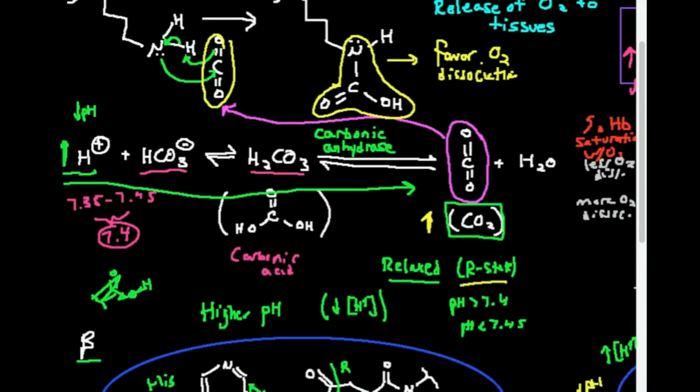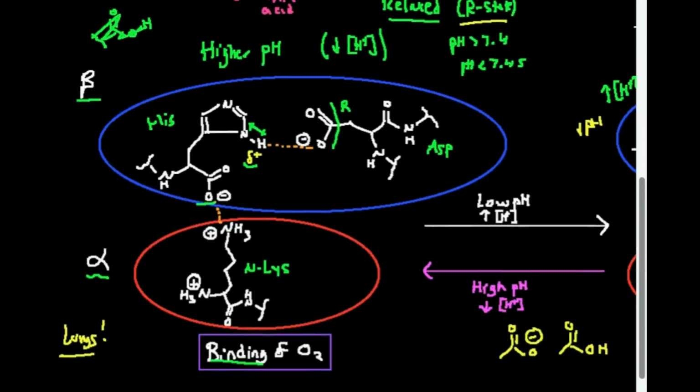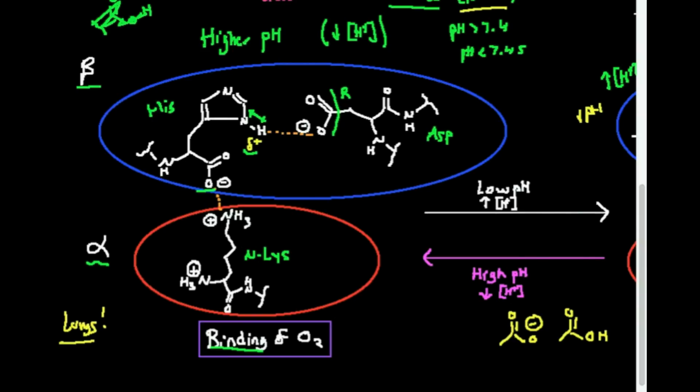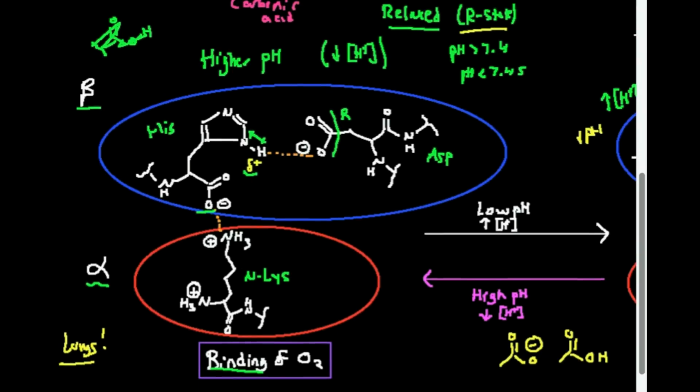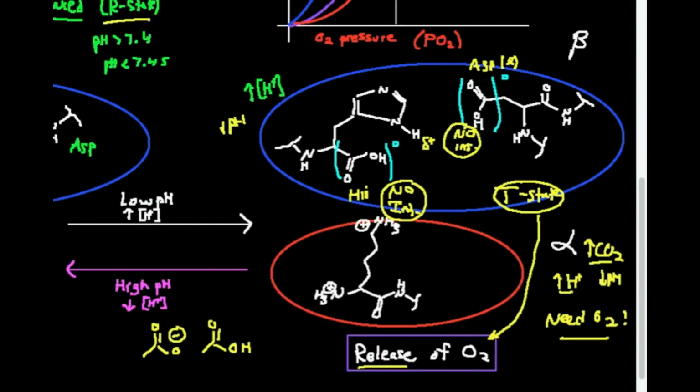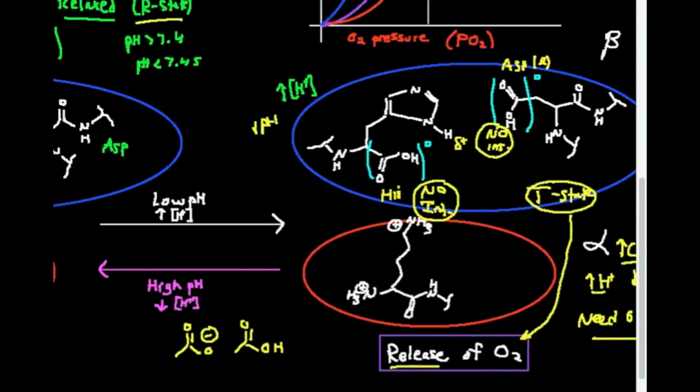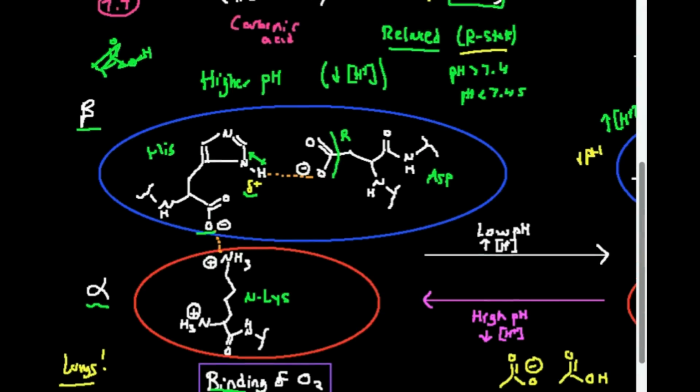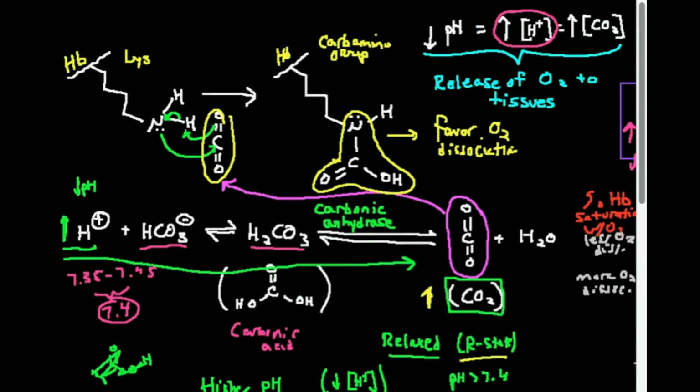Ultimately what it's all about is whether or not you stabilize this in the R state, which is what is shown here on the left, where binding of oxygen is favored, or in the T state, where release of oxygen is favored. So hopefully this gives you a pretty good intuitive sense of the Bohr effect and the molecular mechanism behind why it works.